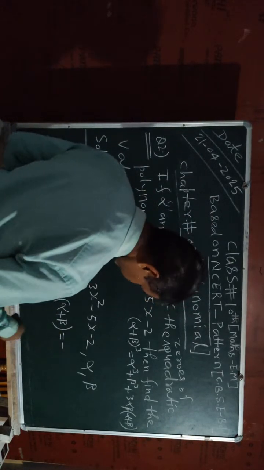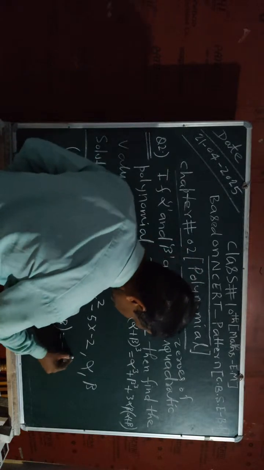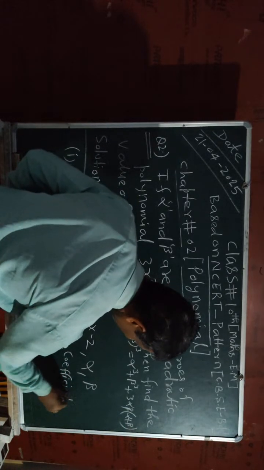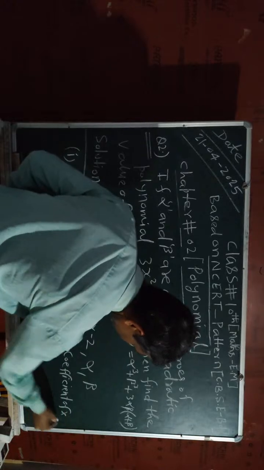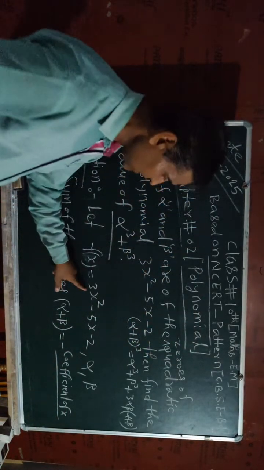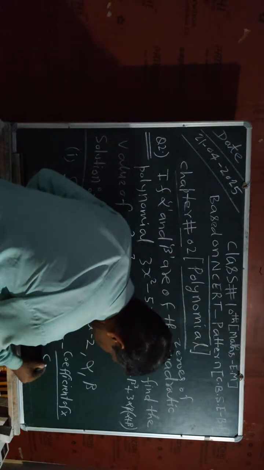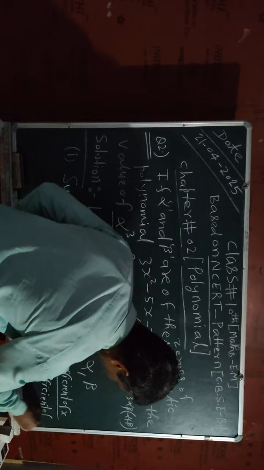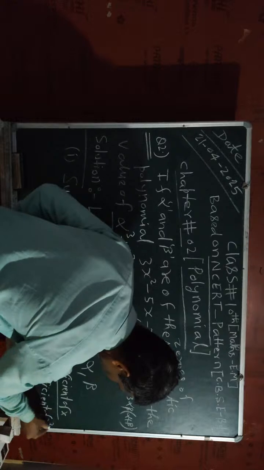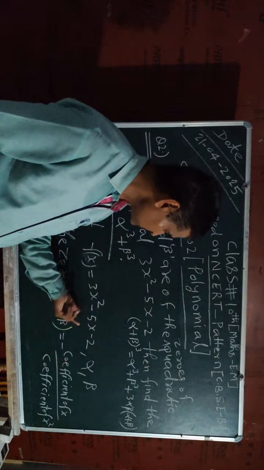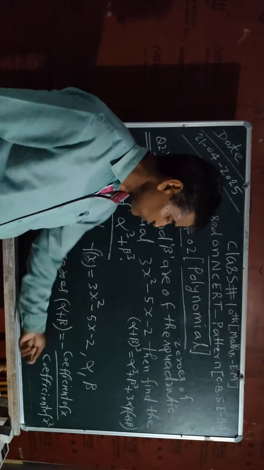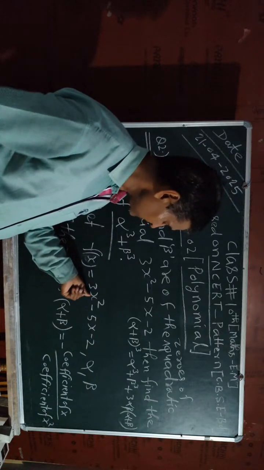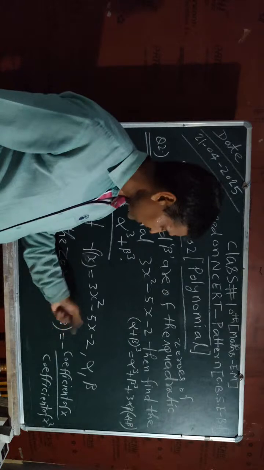minus, which is available in the formula, coefficient of x, and after writing that I will divide by coefficient of x square. So here I will write coefficient of x square. Okay student, I will take the coefficient of x from this quadratic polynomial, and the coefficient of x square I will also take from this quadratic polynomial, that is, the coefficient of x square is 3 and the coefficient of x is minus 5.